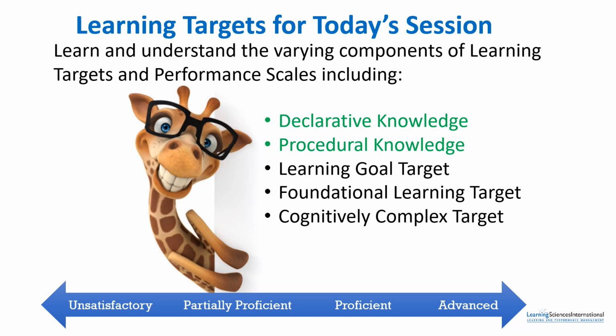Unsatisfactory meaning, I don't have a clue about what's going on. Partially proficient, I know just a little bit. I can remember some of the language, but I still need a little bit of help. Proficient means I got this. And advanced means I got this and I can help teach others.